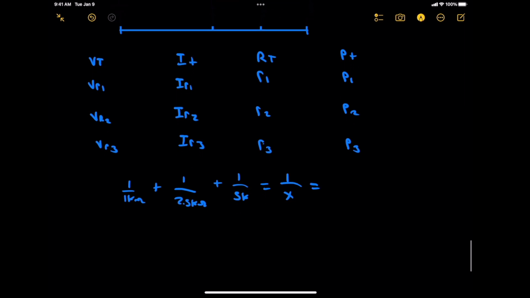So, plugging that into our calculator, we have 1K, 5K, 625. So that's going to be our RT. 1K, 2.5.